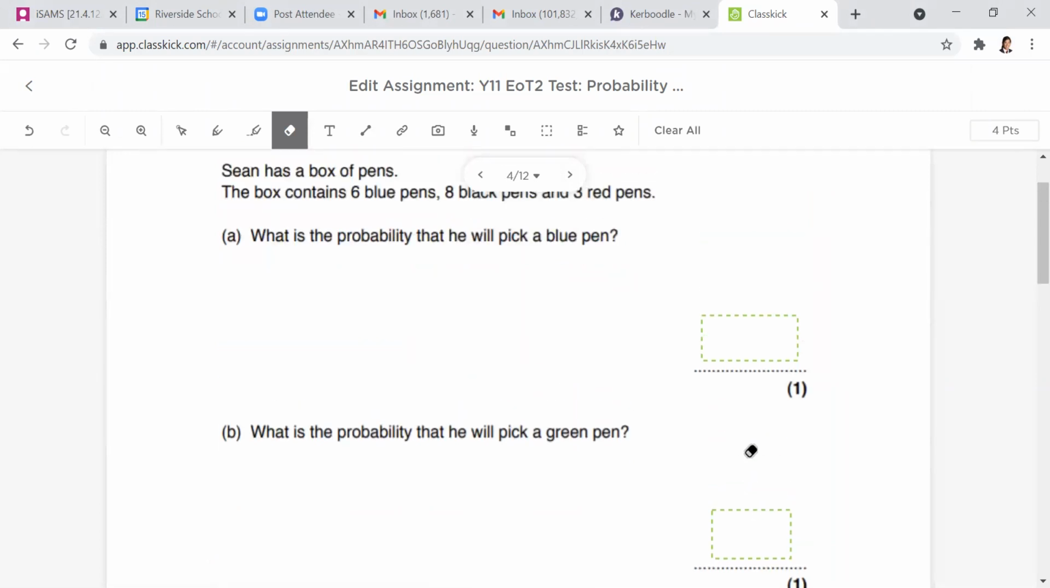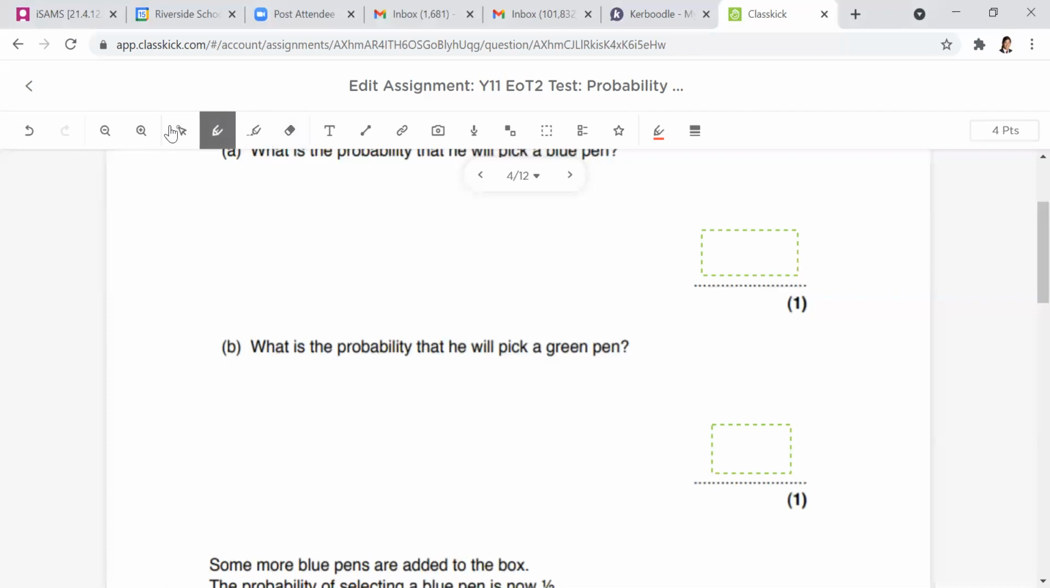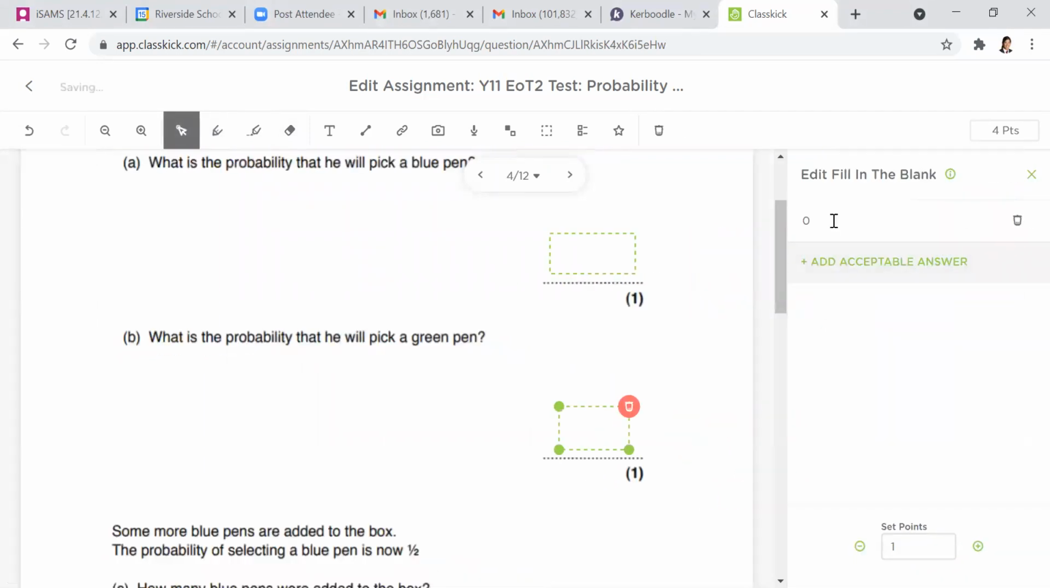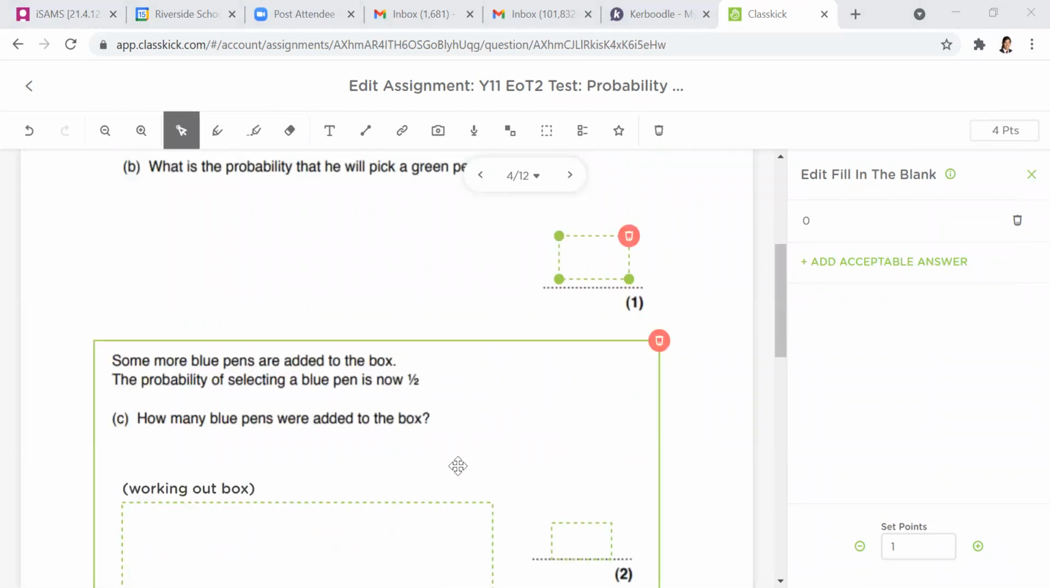This one, green pen. Well, there are no green pens, so it's an impossible event. 0 is the answer. Some of you wrote 0 out of 17, which I marked as correct, but you could have just written a 0. Impossible. The second part was a bit harder.